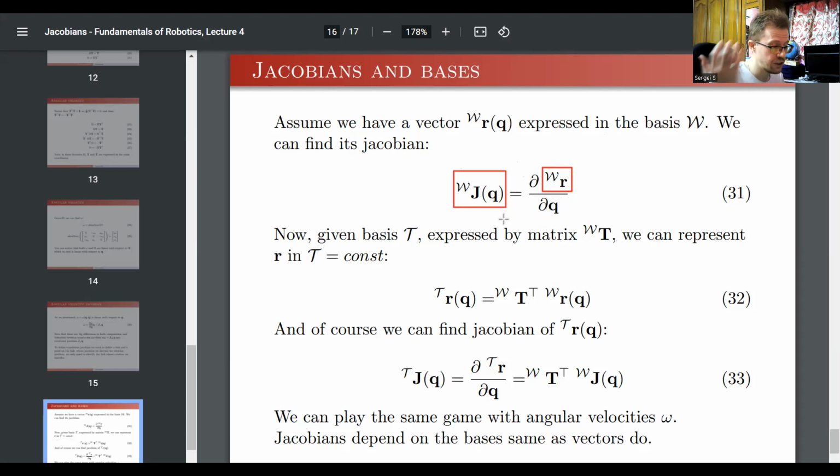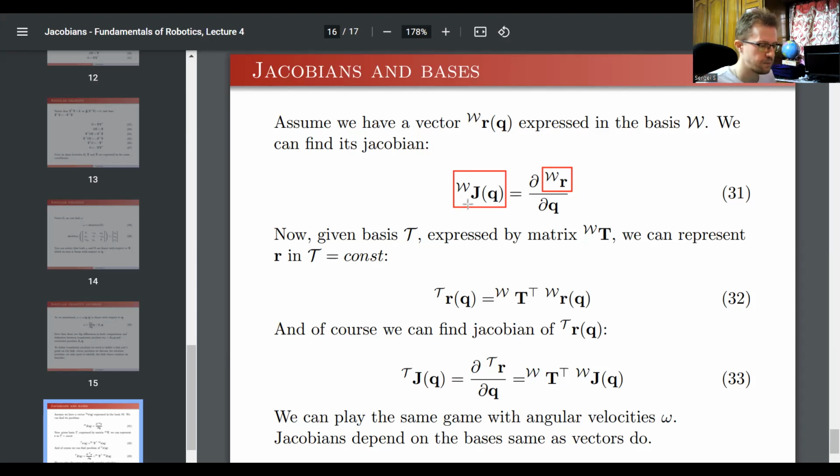In which sense? Well, what is a Jacobian? A Jacobian is a matrix whose rows are partial derivatives of coordinates of R with respect to Q. But those coordinates of R are, as I said, coordinates, so they are taken with respect to some basis. Rows would depend on which basis R was represented in in the first place. Indeed, this R in omega is a coordinate representation of a vector, and this Jacobian is a matrix of partial derivatives of those coordinates, that is the rows, with respect to various Qs, those are columns.